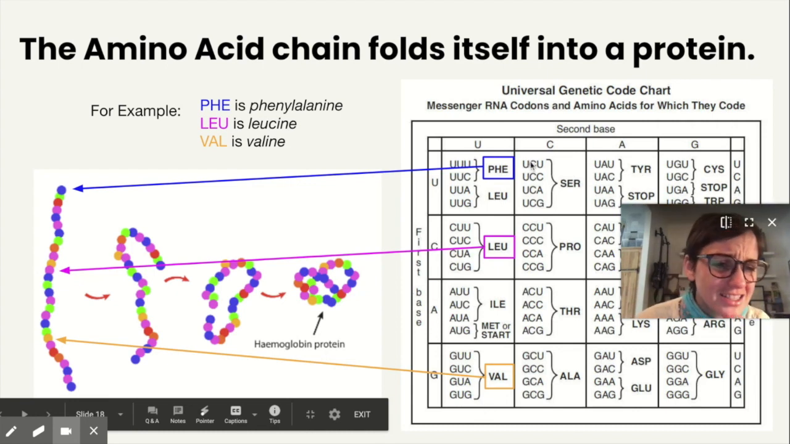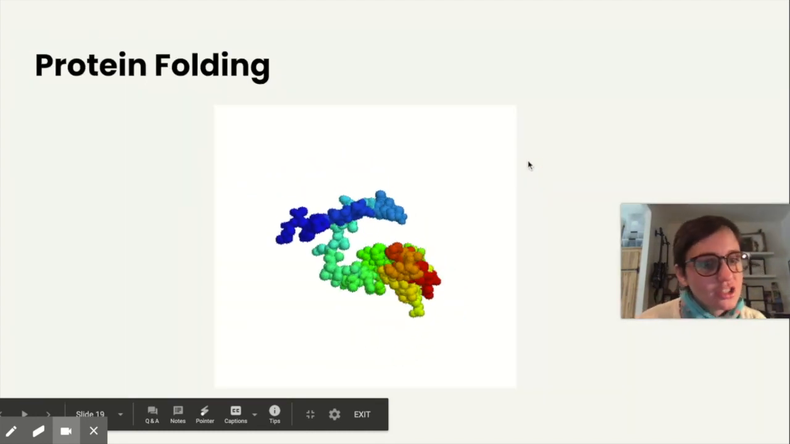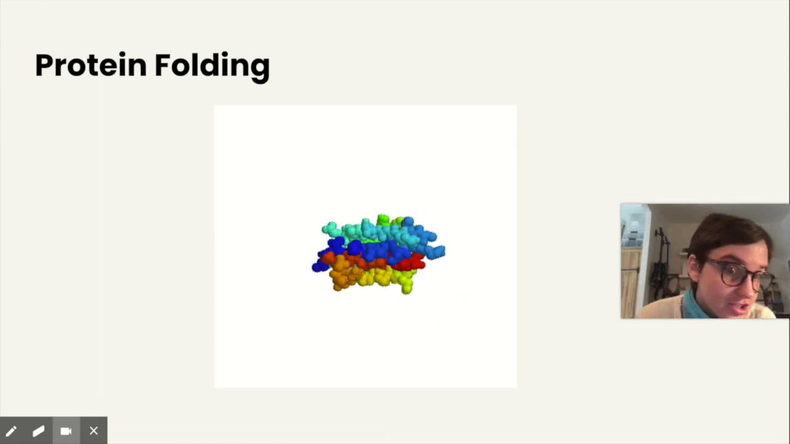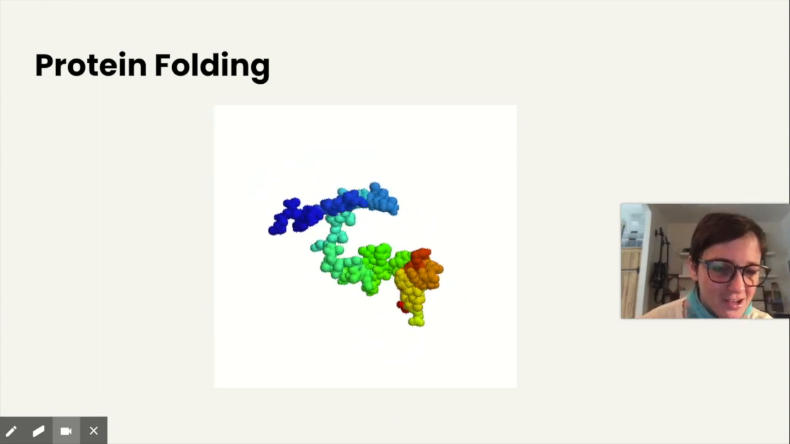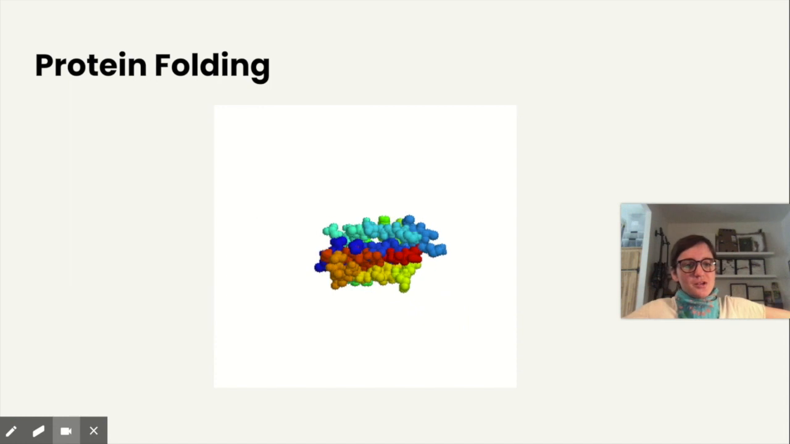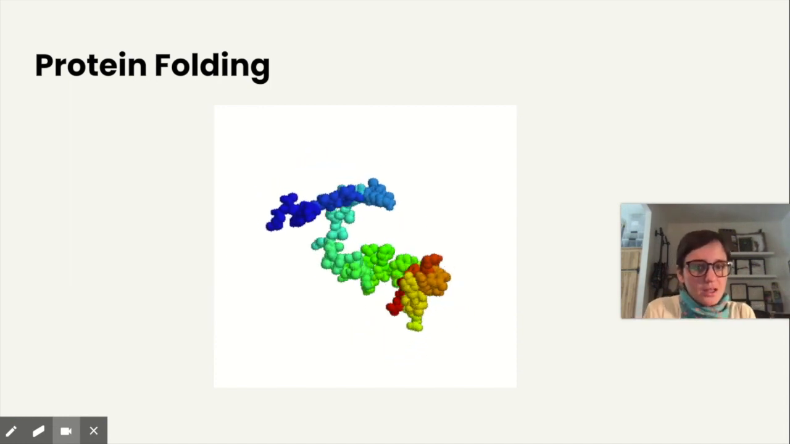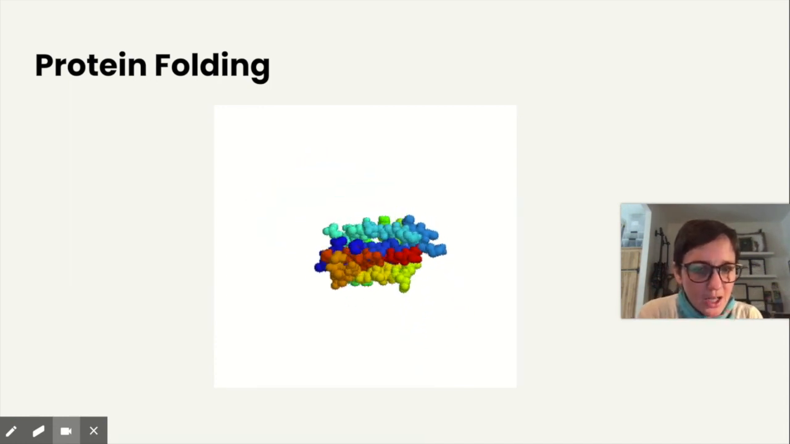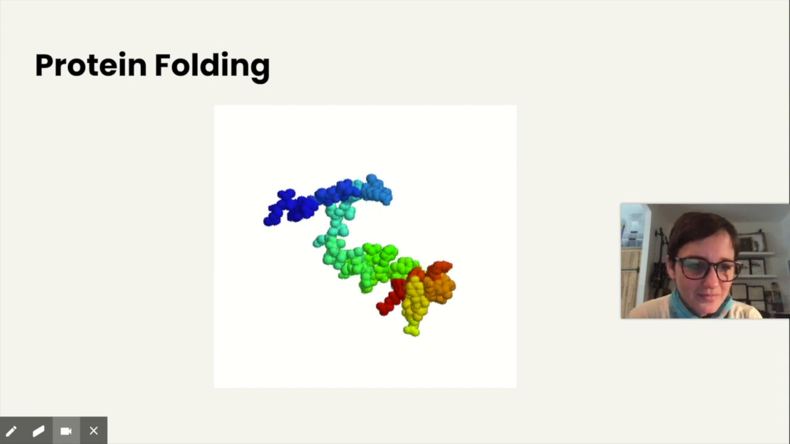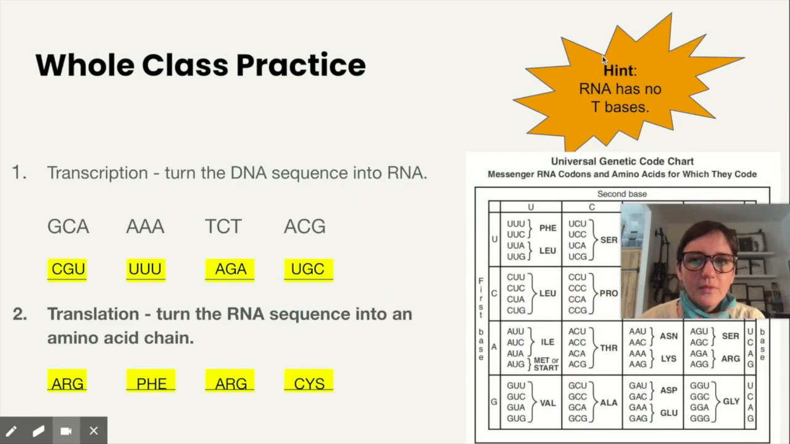So let's practice this together. Oh, actually, this is cool. This is what it actually looks like when your protein molecule folds together. You got this big, long amino acid chain, folds up, and once it's all folded up, that's a protein. Cool. Oh no, I gave you the answers. Oops.